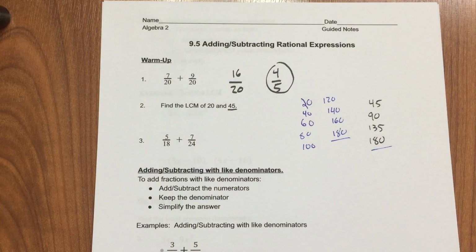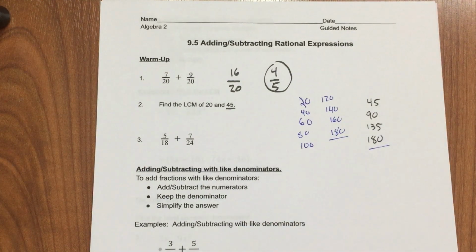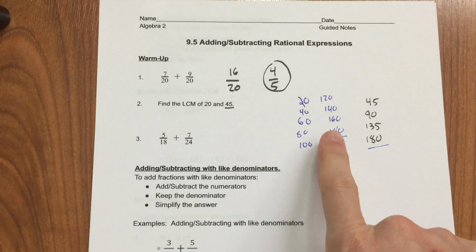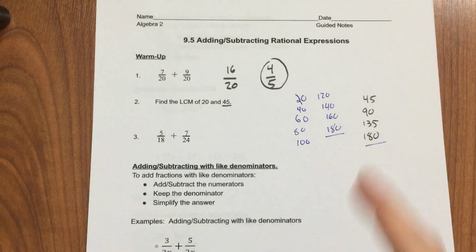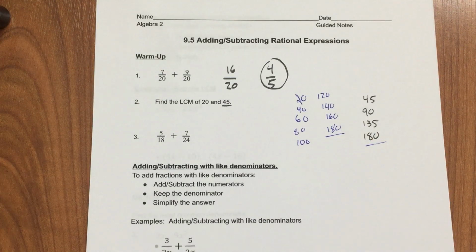Now, we wouldn't have to list these multiples out this way every single time. This is just to emphasize a point of how we can find the least common multiple on an elementary level. We can find it by simply counting the multiples. 180 is the first time that 20 and 45 have the same multiple. This would be their common denominator if it was a fraction problem.